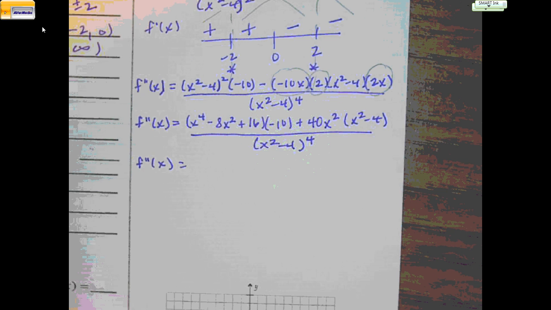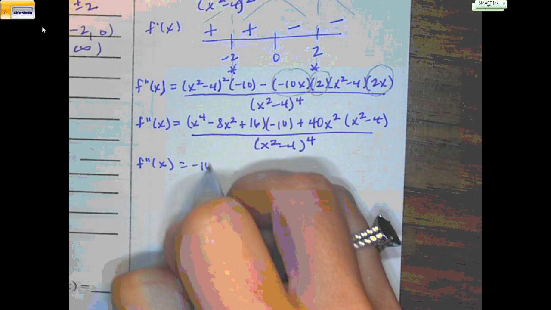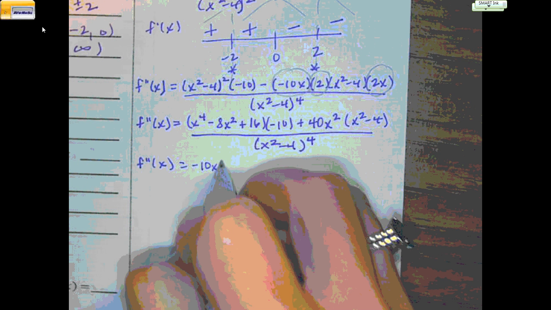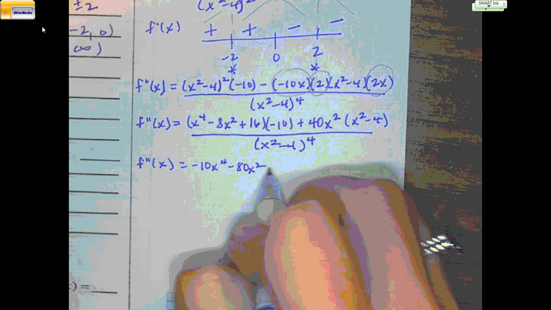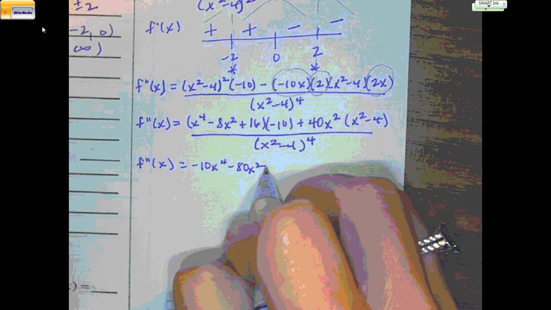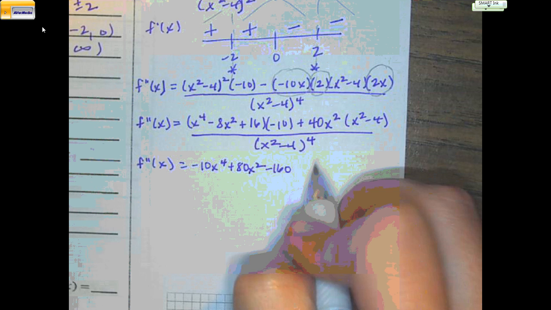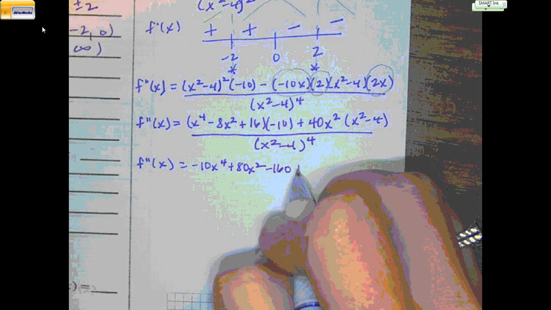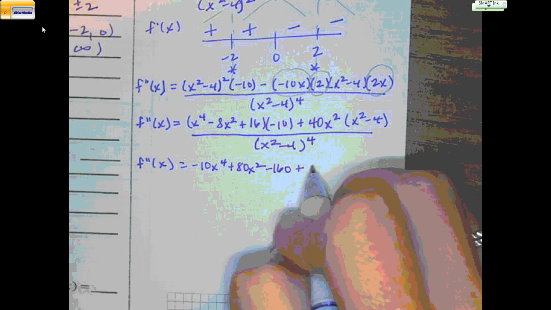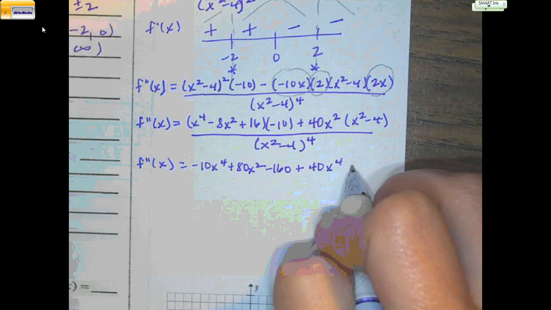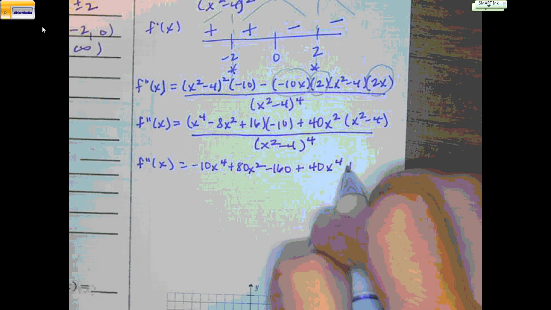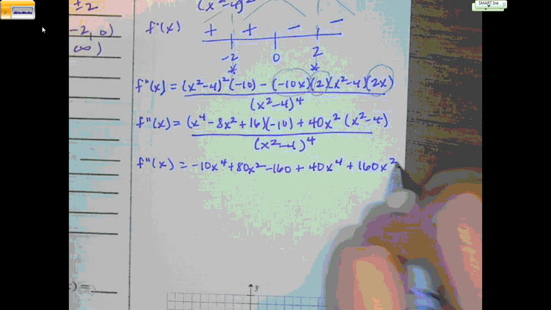Okay, let's multiply all these guys by negative 10. So I have negative 10x to the 4th, negative 80x squared. Just kidding, thank you, good catch. Minus 160. Distribute the 40x squared, so we have 40x to the 4th plus 160x squared.